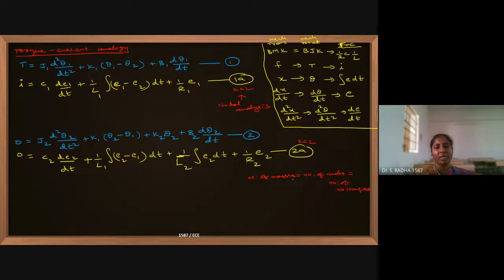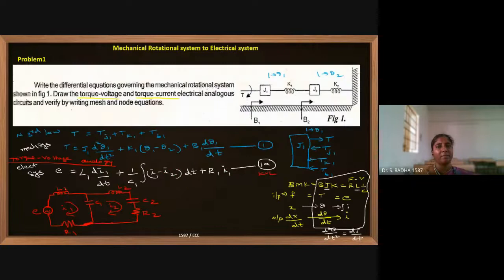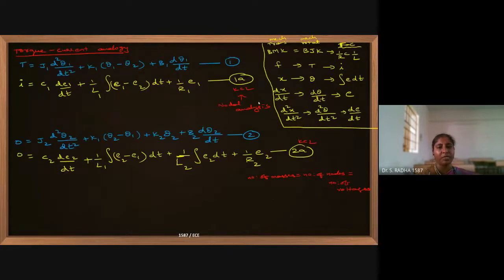So now how many masses are there in our given question? Two masses, J1, J2. So I will be having two nodes. This is node 1. This is node 2. I will take E1 voltage, E2 voltage. Now I will go to equation 1a. Equation 1a. Incoming current is I of t. I have to draw the current.